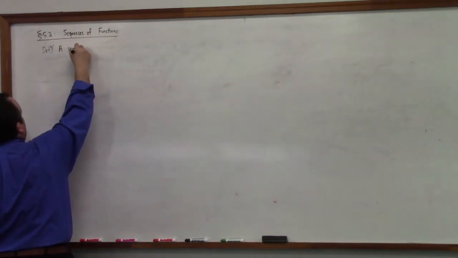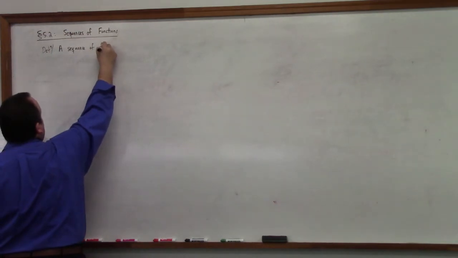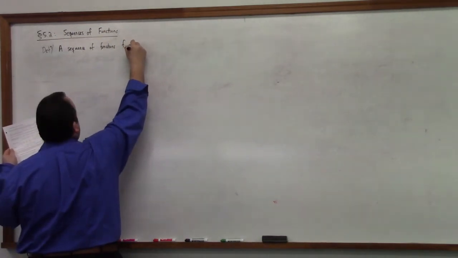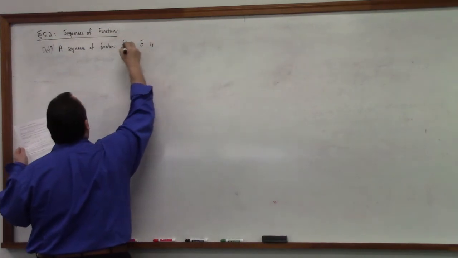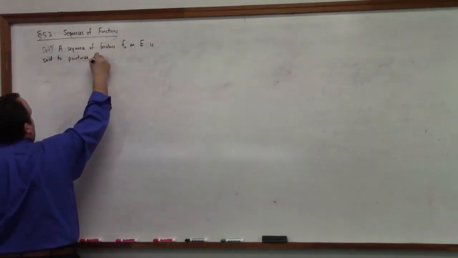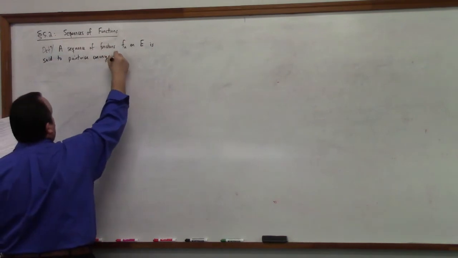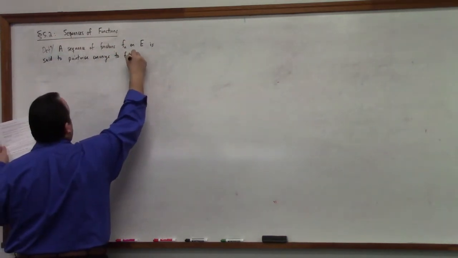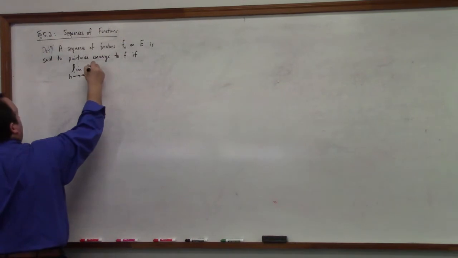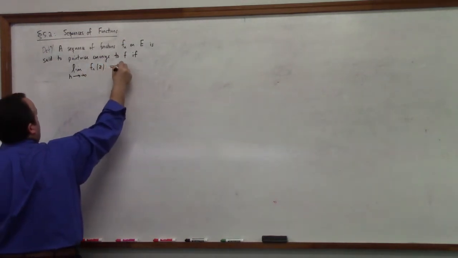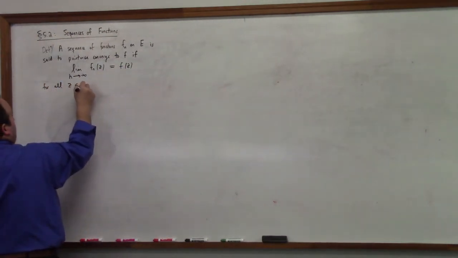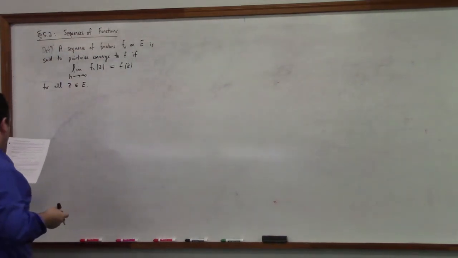A sequence of functions Fn on E is said to pointwise converge to F if the limit as n goes to infinity of Fn of z is equal to f of z for all z in E. So we're looking here at E as a subset of the complex numbers, right?